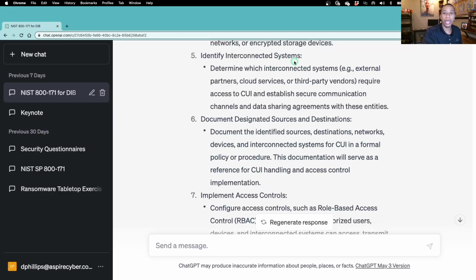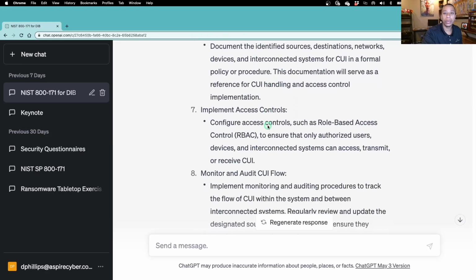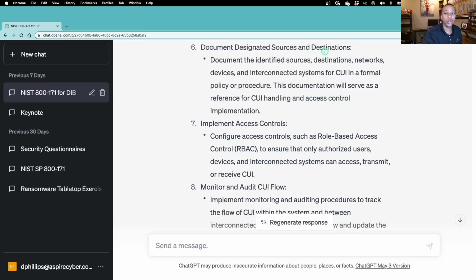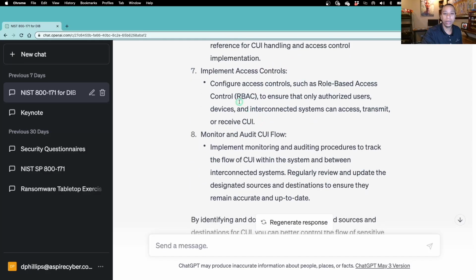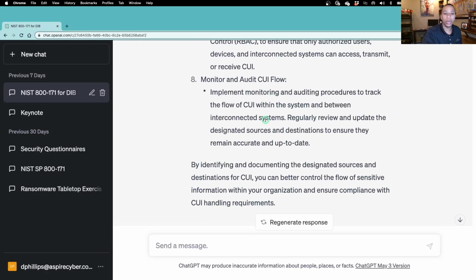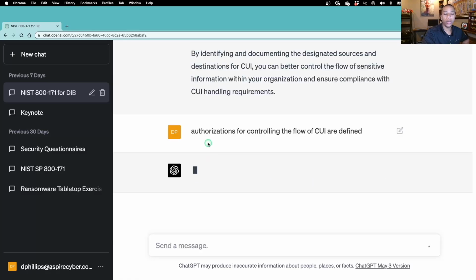What are the interconnected systems? If we're talking about partners, cloud services, third-party vendors, you can't forget about those interconnected systems. Who has access to those CUI systems? Is it your MSP? Is it your cloud service provider? You need to make sure we have that fully fleshed out and illustrated in a data flow diagram, for example, or network diagram, documenting all of the sources and destinations. We have to implement those access controls, RBAC, then monitor and audit.